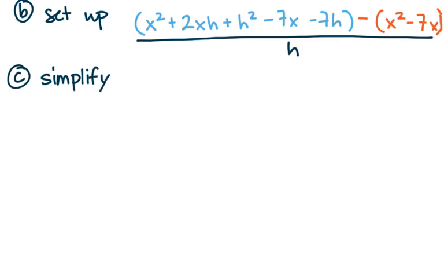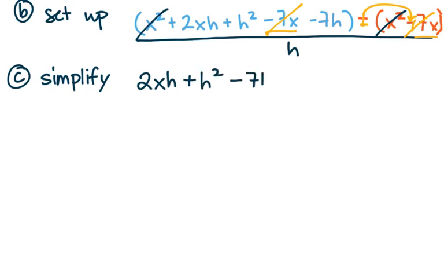Now simplifying, remember that minus will distribute. So I'll have x squared minus x squared. Those are going to cancel. And then I have negative 7x minus negative 7x. Negative 7x plus 7x. Those cancel, and that is 0. So now I have 2xh plus h squared minus 7h over h.